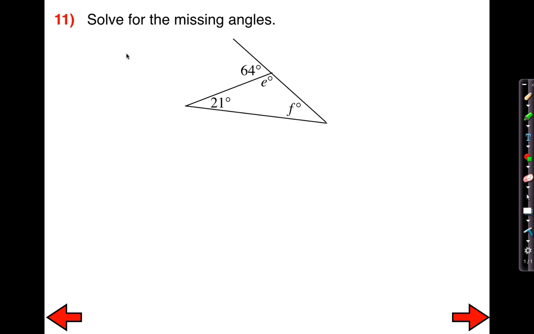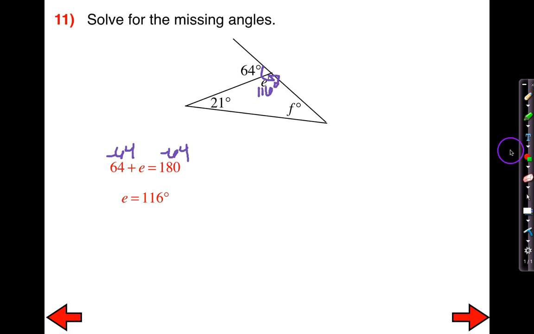Okay, so let's see how well we did. Hopefully the first thing you recognize is that these angles here are supplementary. So you set it up as 64 plus E should equal 180 degrees. In order to solve for E, subtract 64 from both sides, and that should leave you with E is 116 degrees. So I know this is 116 degrees.